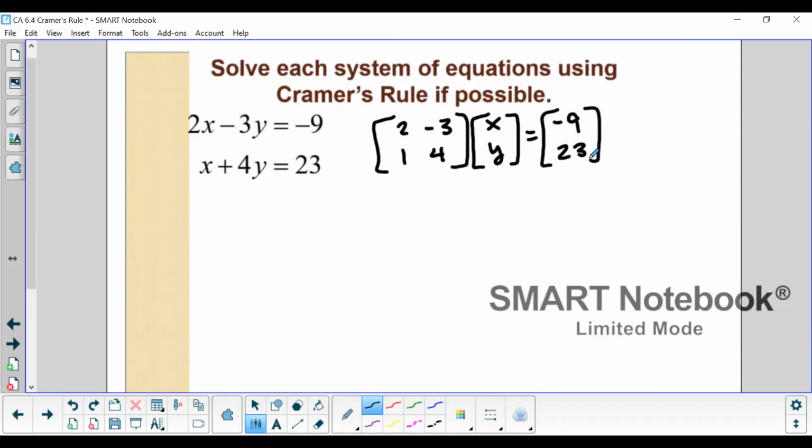So your regular determinant D, capital D stands for the determinant of the coefficient matrix. So I do the straight lines to indicate I'm finding a determinant. I put the coefficient matrix inside there. So this is my coefficient matrix. This is my constants.